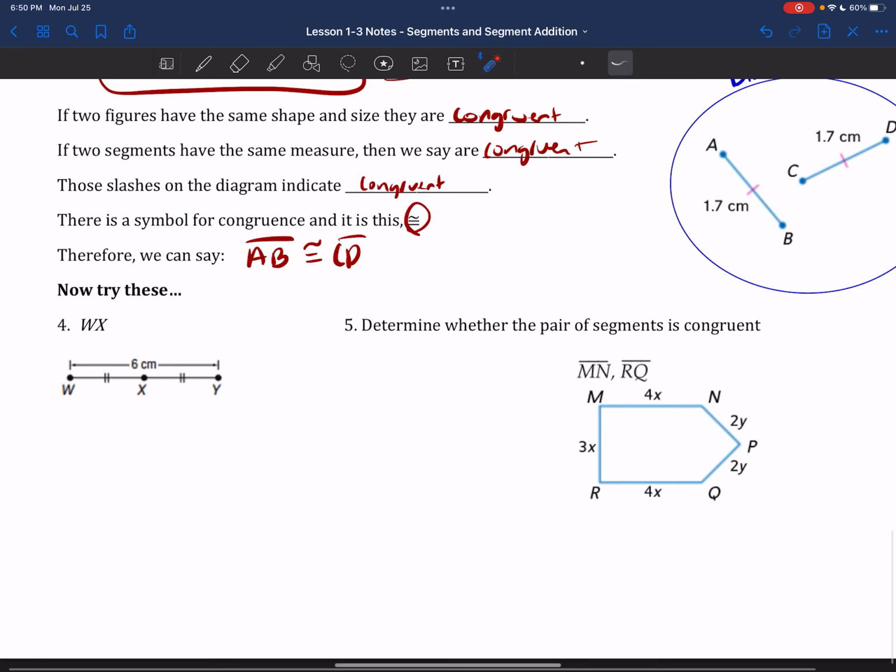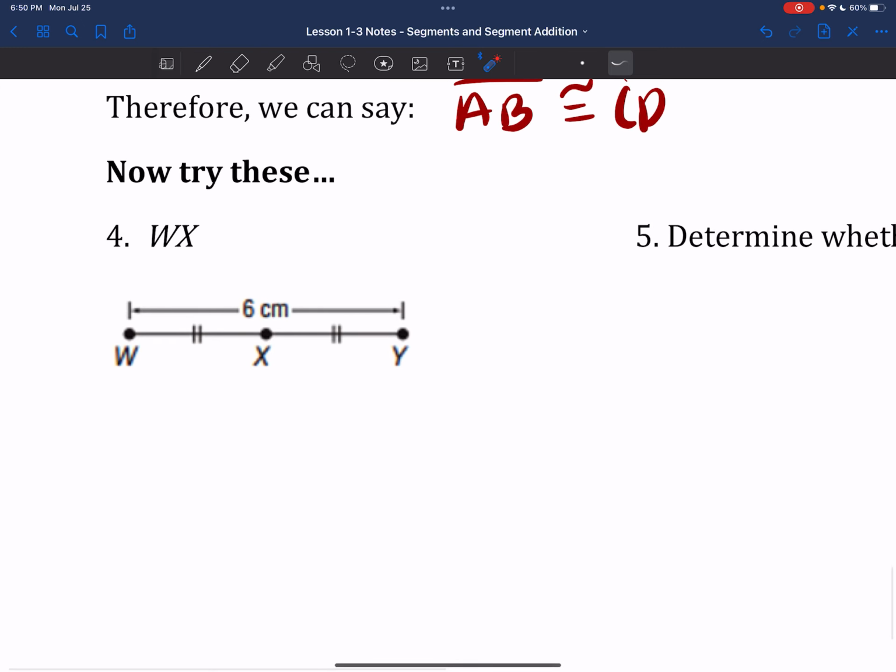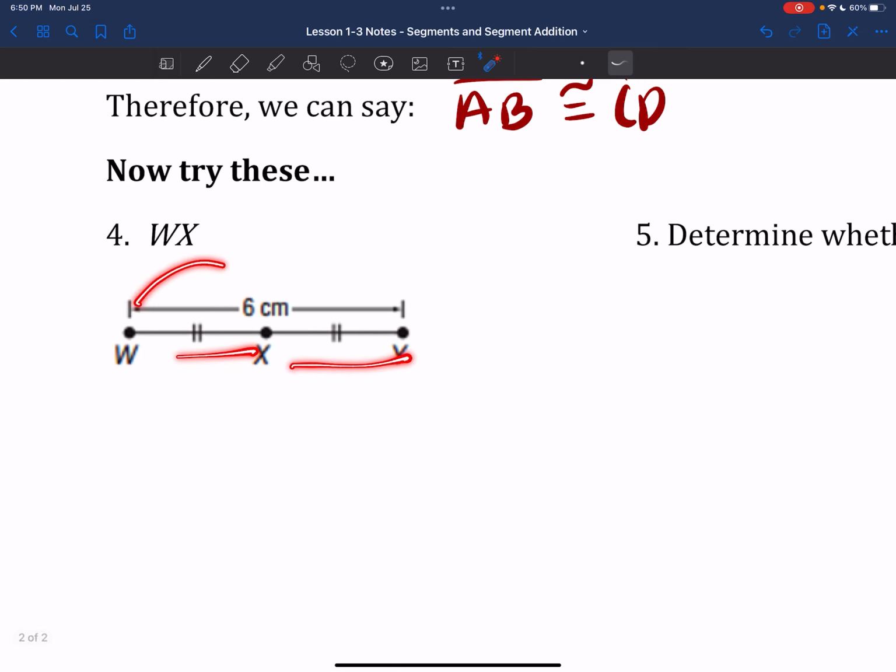Now, let's go ahead and try these other problems. It says find WX. What do I notice about this particular diagram? Well, I see that I have a part here and a part here and this whole thing over here. So that means I'm going to be doing segment addition, right? That part plus part is going to give me that whole thing.